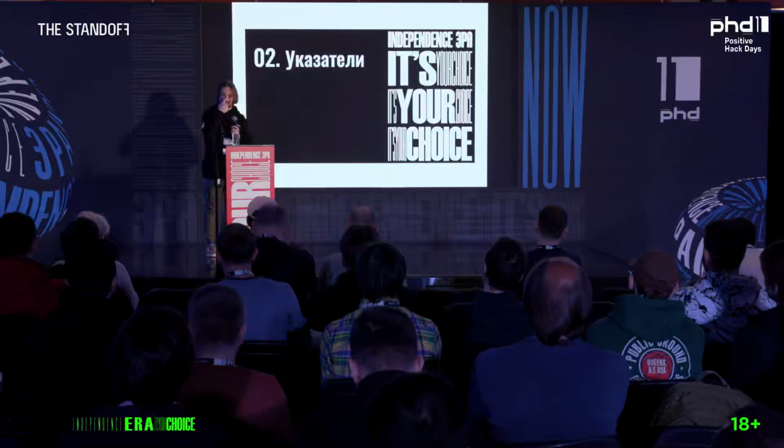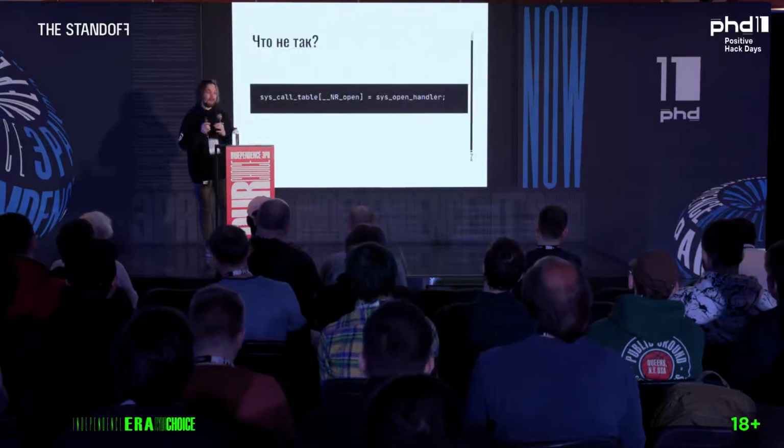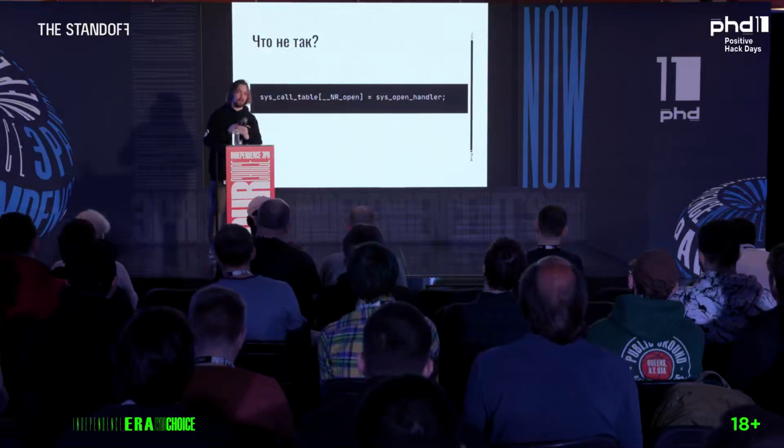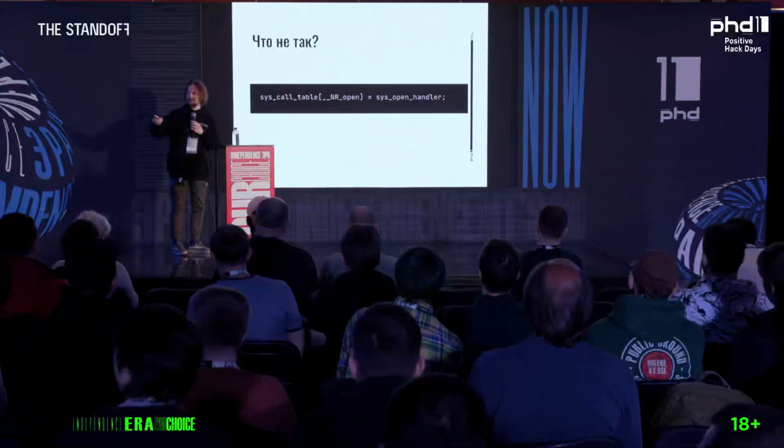So we are starting with the system calls and signs. Quite a lot of people know what C is, so I'm not talking about signs here or indicators. Okay, I'll ask you a question. What's wrong here? You find the system call table, and this macro __NR_open will determine the system call number in the table. The sysopen handler is our function in the kernel. We can do it this way, but what will go wrong in this case? Any ideas?